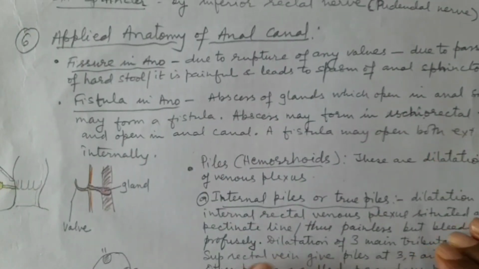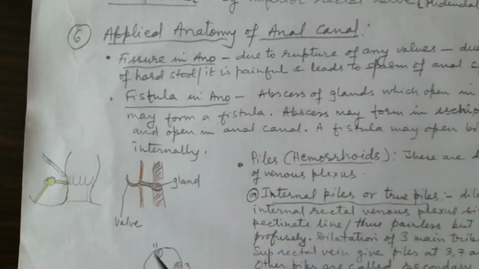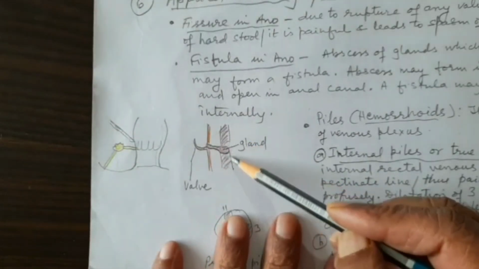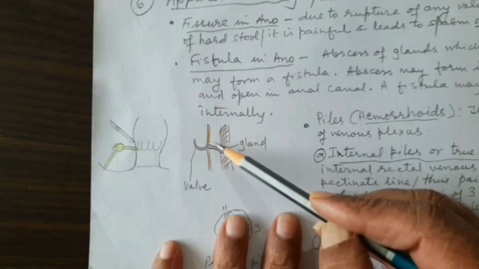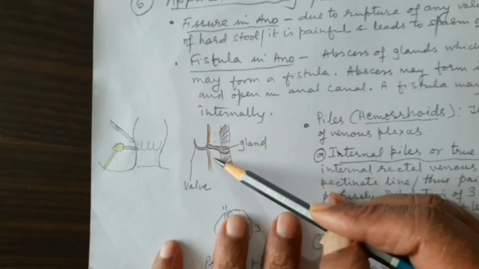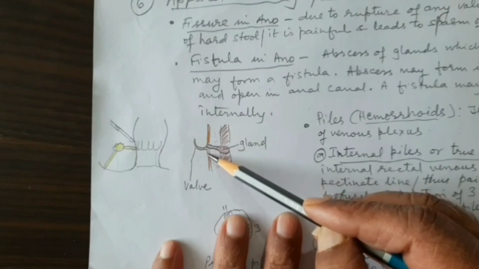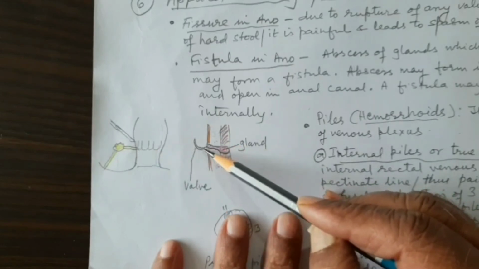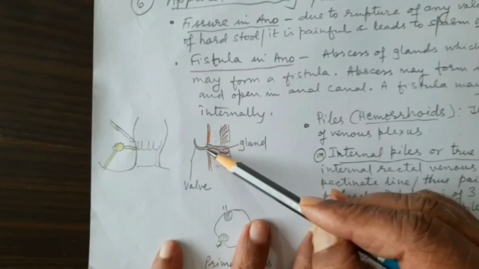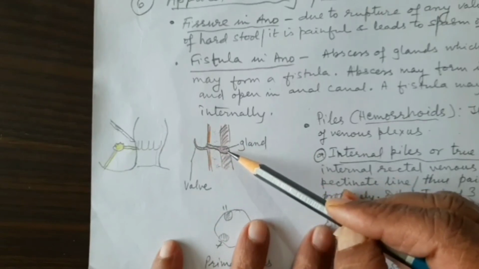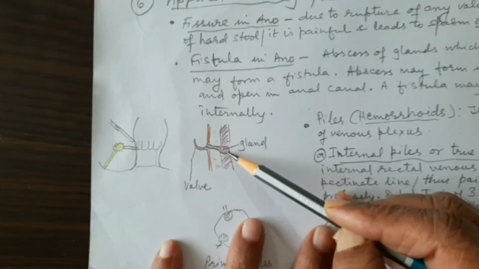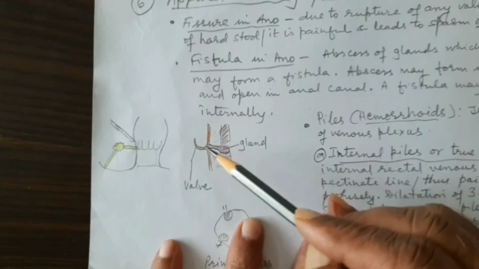The second condition, which is also very common, is fistula in ano. Again, see this diagram where I have tried to explain. This is the muscle coat of the anal canal. This is the submucosa, of loose connective tissue, and this is the mucosa. This is the valve, and this is the sinus. At the bottom of the sinus opens the anal gland, which I have already described.